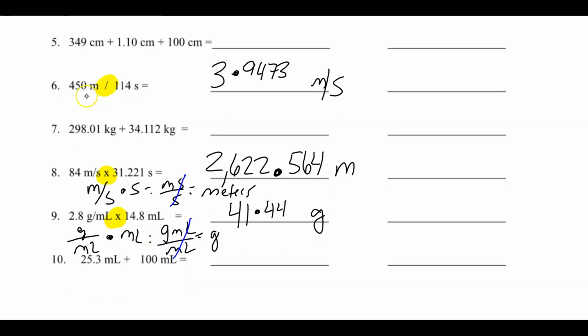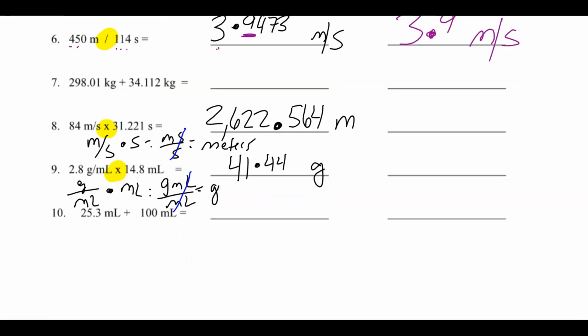Okay, number 6. We have an absent decimal, only 2 sig figs right there, and only 3 sig figs right there. So we're going to go to 2 sig figs. Look to the right. We have 3.9 meters per second. Okay.